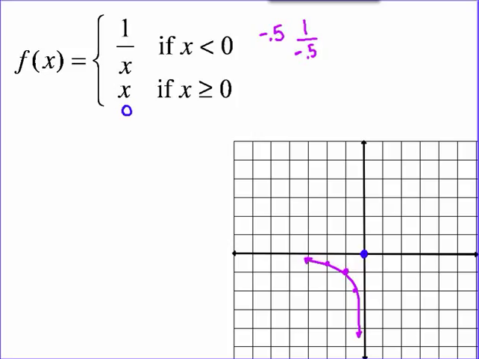If x is 1, what is y? 1. If x is 2, what is y? 2. So that is what this graph here looks like. This is the right part of the graph. Okay? The left part of the graph was the 1 divided by x. The f of x equals x is the right part of the graph. So this is what the whole graph looks like. You just put in random numbers. Yeah, just put in random numbers.